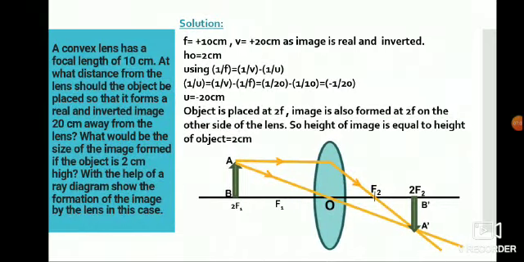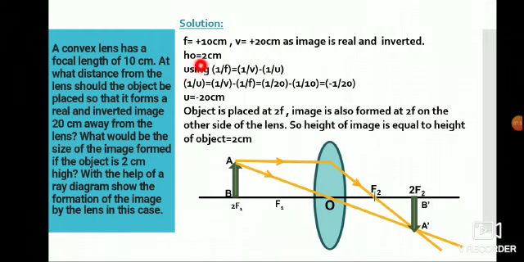A convex lens has a focal length 10 centimeter. Okay, convex lens, so focal length 10 centimeter in the sense plus 10 centimeter. At what distance from the lens should the object be placed so that it forms a real and inverted image 20 centimeter away from the lens? So that's the image distance. Image is real and inverted, that is why we are taking V as positive. Okay. Then it says, what would be the size of the image formed if the object is 2 centimeter?